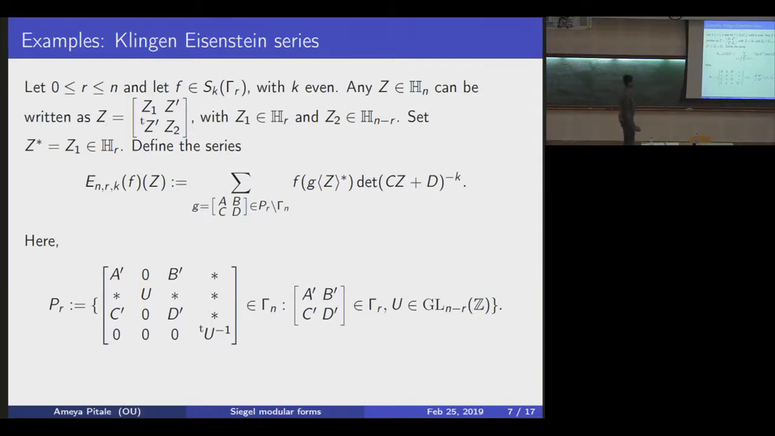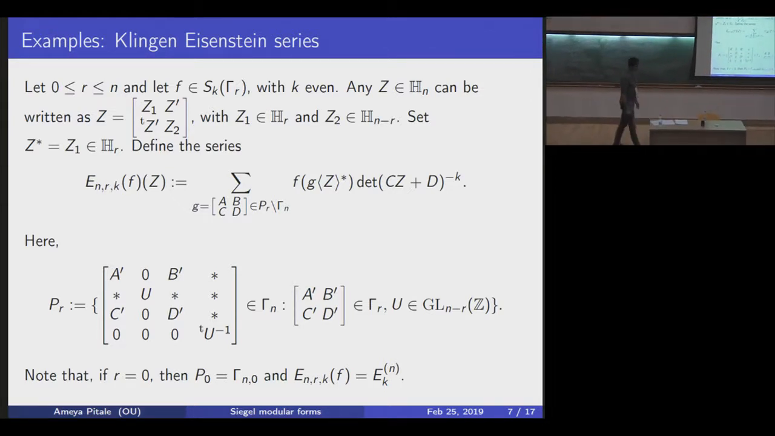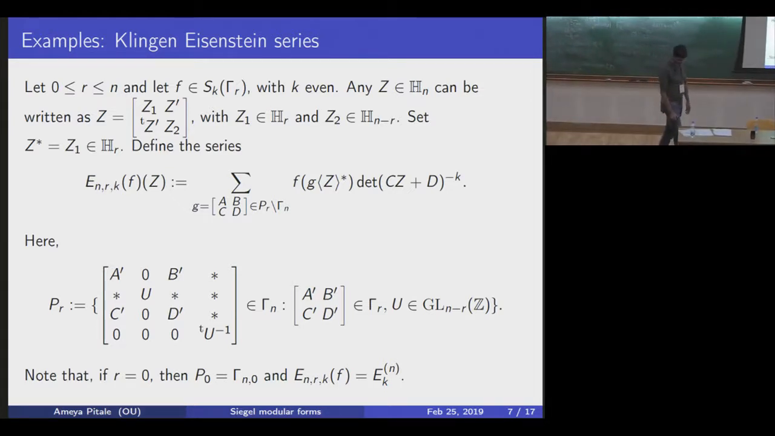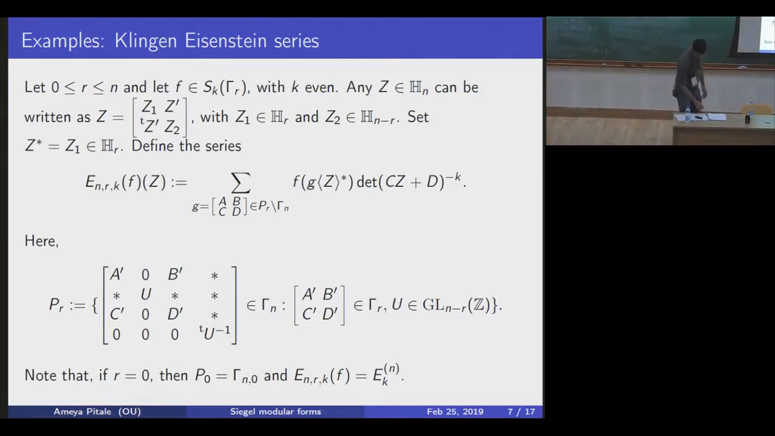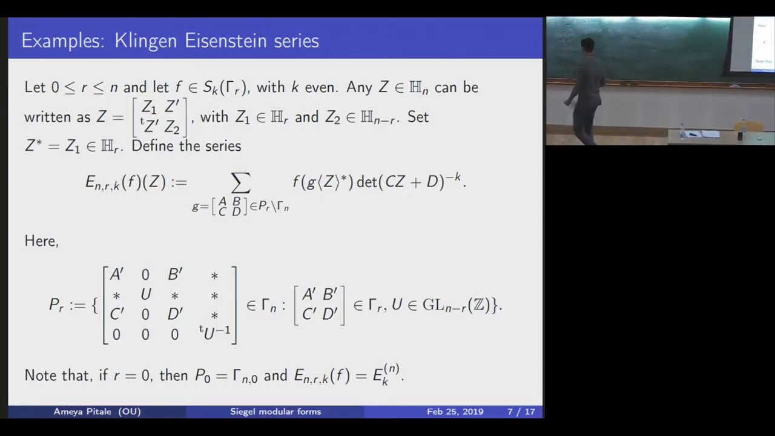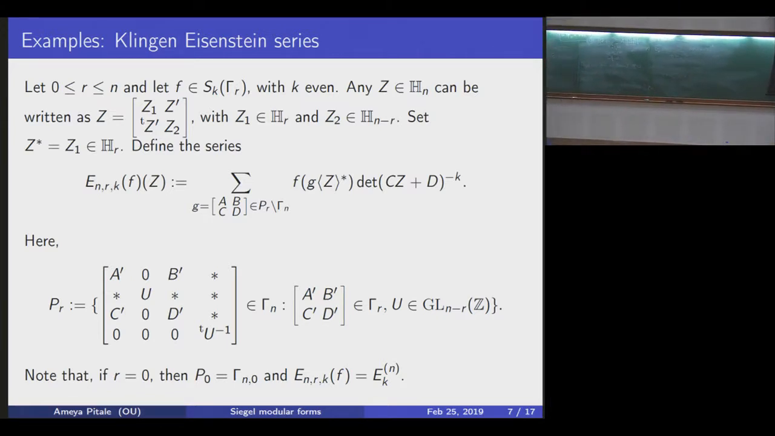And you will see that if my r is equal to 0, then the u takes up the whole space and the lower block becomes 0, which is exactly my gamma n 0. So when r is equal to 0, my P0 is exactly gamma n 0, and then this thing just boils down to my Eisenstein series right here. So these are called Klingen-Eisenstein series, and it turns out that they are indeed modular forms.